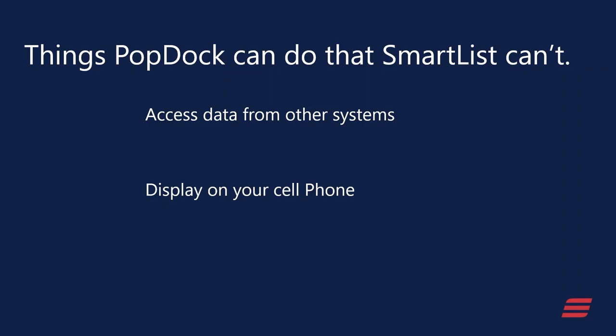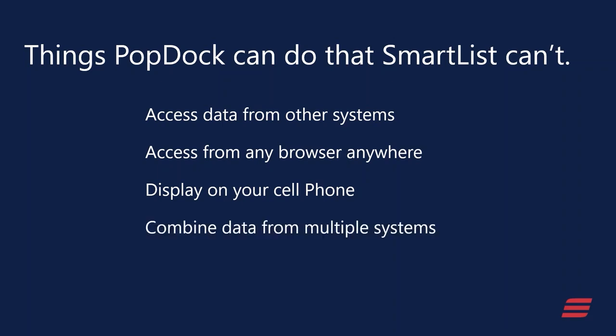We can see it on your cell phone, which is something that you can't do with a SmartList. You can access it in a browser no matter where you are. I was fortunate enough last week to be sitting on a beach in Barbados in the Caribbean, and I was able to check up on everything going on at E1 by jumping on to my cell phone on a beach chair or on my laptop on the balcony without logging into any of the systems. I was able to just simply use PopDock to get at the data I wanted to see.